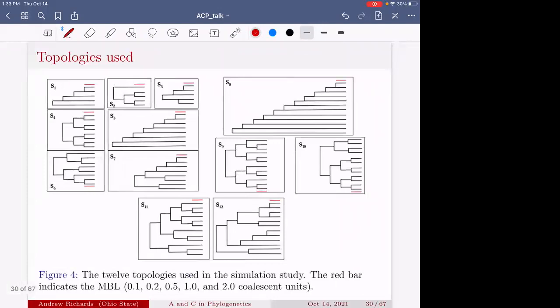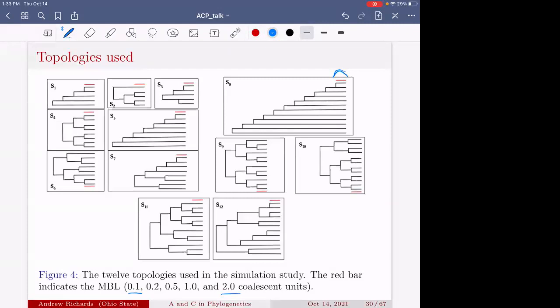Here are the different topologies that we used drawn to scale. And so we had some not very far apart in terms of time and some larger in time. And then this little red bar here indicates the scale, so either 0.1 coalescent unit all the way up to 2 coalescent units. So when we changed the size of that red bar, it sort of grew and shrunk the overall topologies accordingly.